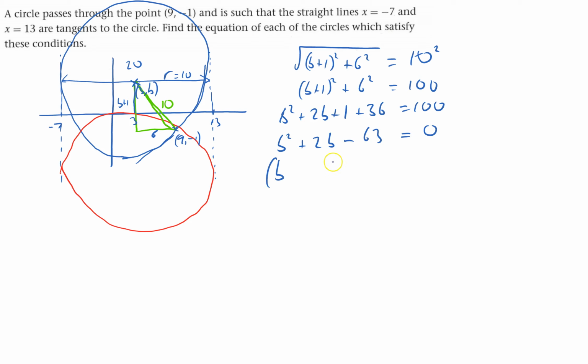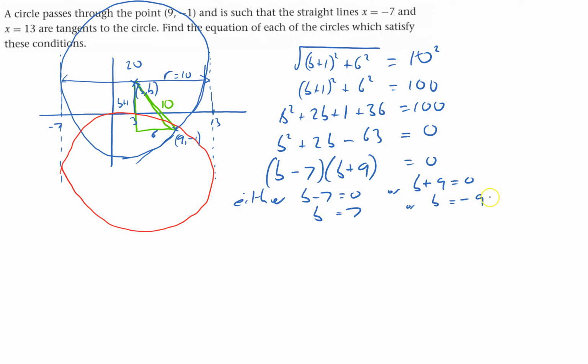That looks like it's going to factorize. So b and b. I'd get 63. It looks like 9 and 7. We want positive 2b, so one's going to be positive, one's going to be negative. The bigger one's going to be positive. And so we get something times something is 0, so either the first one is 0 or the second one is 0. And therefore b equals 7 or b equals negative 9.